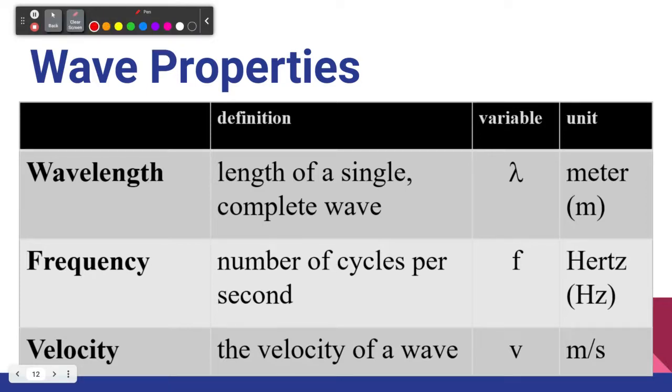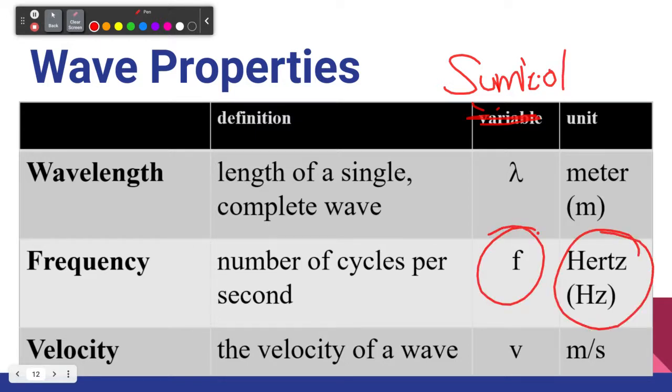So for that frequency, we use the symbol F, and we measure it in units of hertz. Hertz is usually how many times a wave oscillates, how many times it moves past. So how many waves do we see for every 1 second?